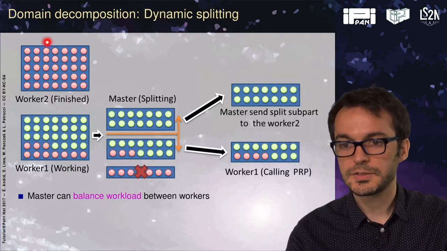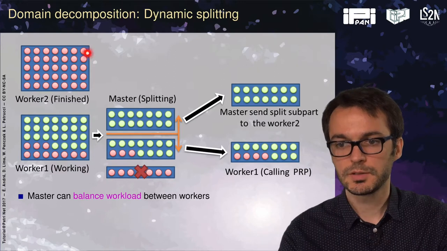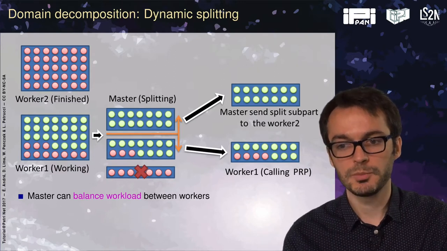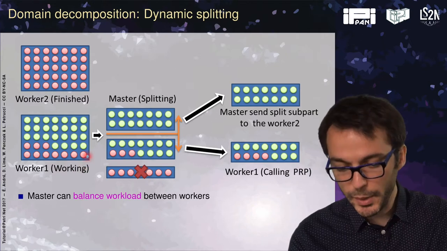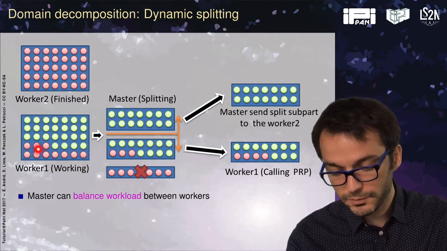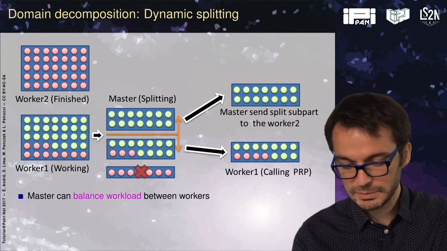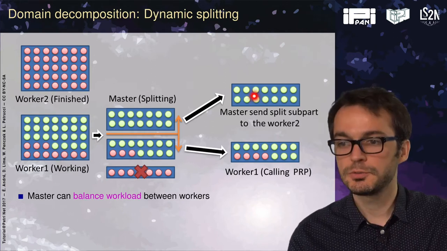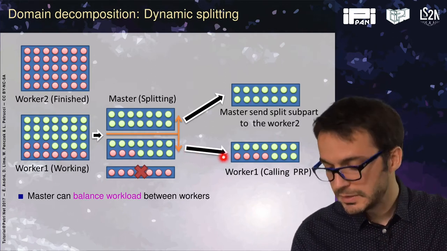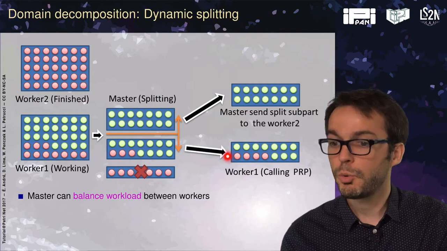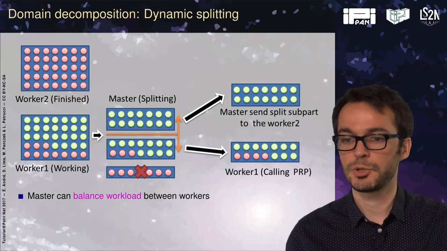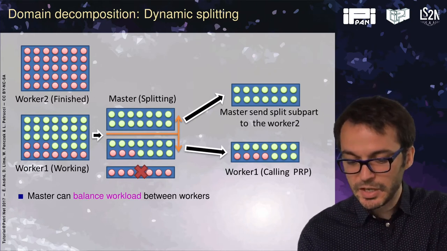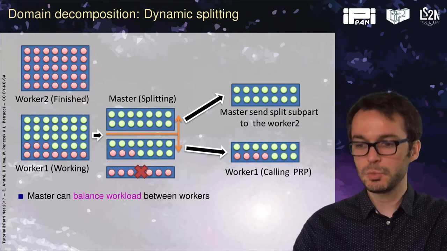Then if a worker has completed its whole subdomain, it asks more work to the master. The master finds a node that is not doing very well. You see that worker 1 didn't cover a lot of points. So we split this domain. Part of it goes to worker 2, and only this part remains for worker 1. Worker 1 is informed that its domain is becoming slower, so it has a bit less work to do. And so the master can dynamically balance the workload between the workers.